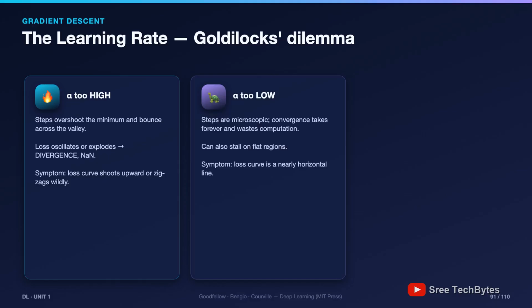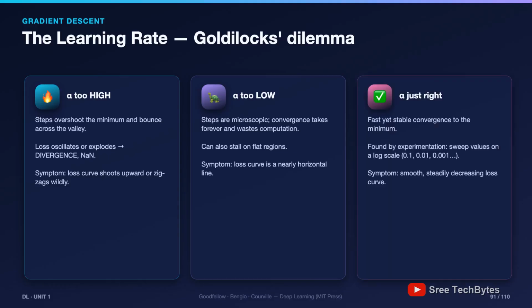Convergence takes geological time. The loss curve is a flat, sad line and your GPU bill grows. Alpha just right: a smooth, steady descent to the minimum. Now the practical skill: diagnosis from the loss curve. Loss exploding or zigzagging, lower the rate. Loss flatlining, barely moving, raise it, or train longer. That's half the "my model won't learn" posts on every forum.